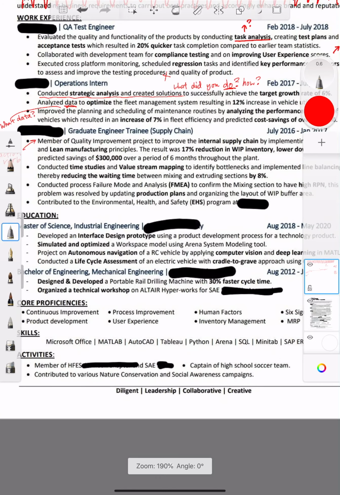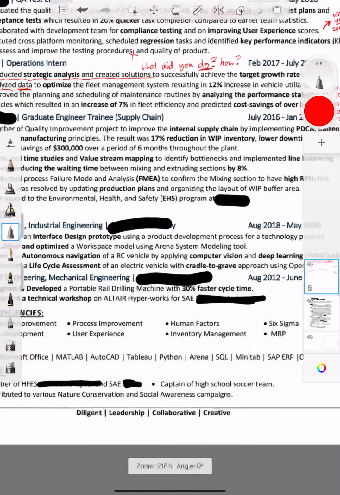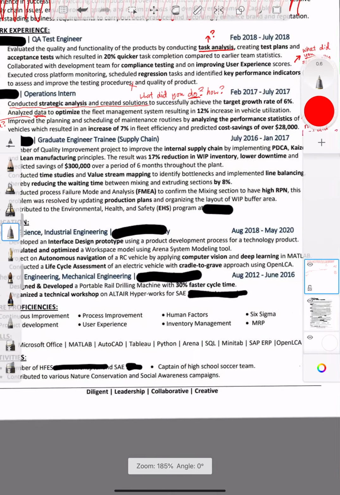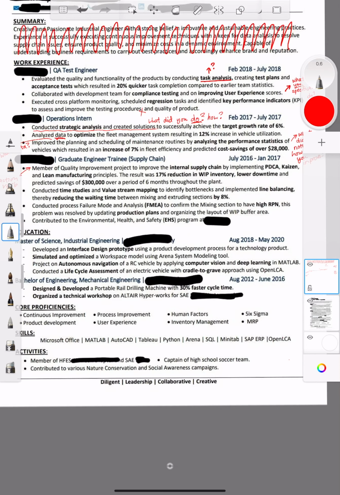Okay, so this quality improvement project to improve the internal supply chain by, oh gosh, PDCA, Kaizen, and lean manufacturing principles. Okay, I see that this is a multiple sentence bullet point. That is generally frowned upon unless it's a very specific circumstance, which I don't think this is. I think they can either combine the two sentences somehow, using word magic, or split them into 2 different bullet points.